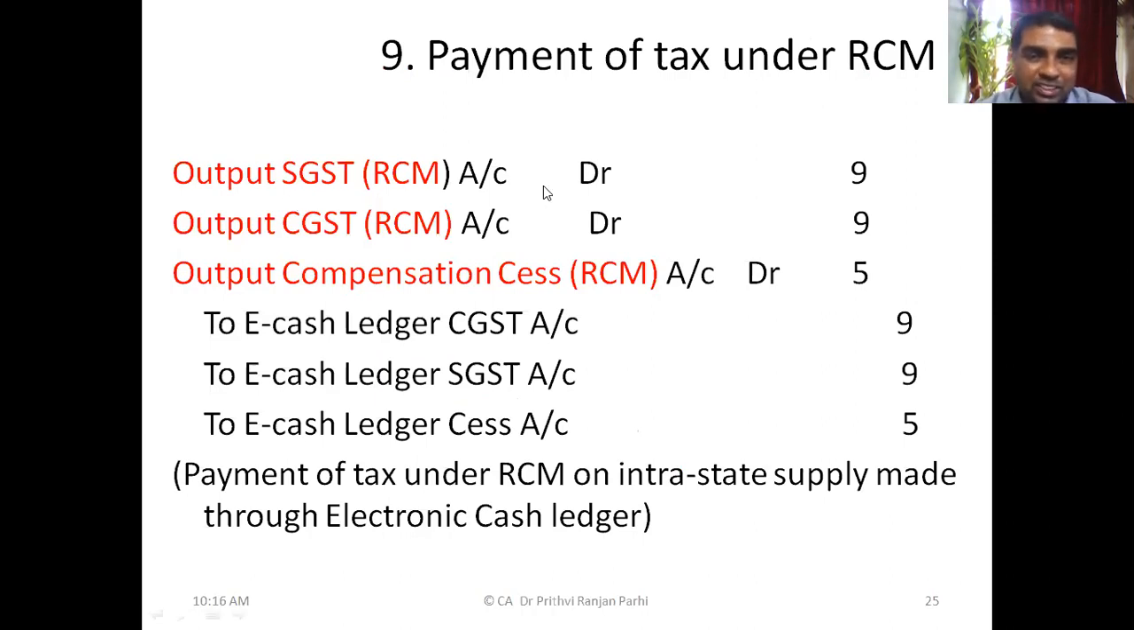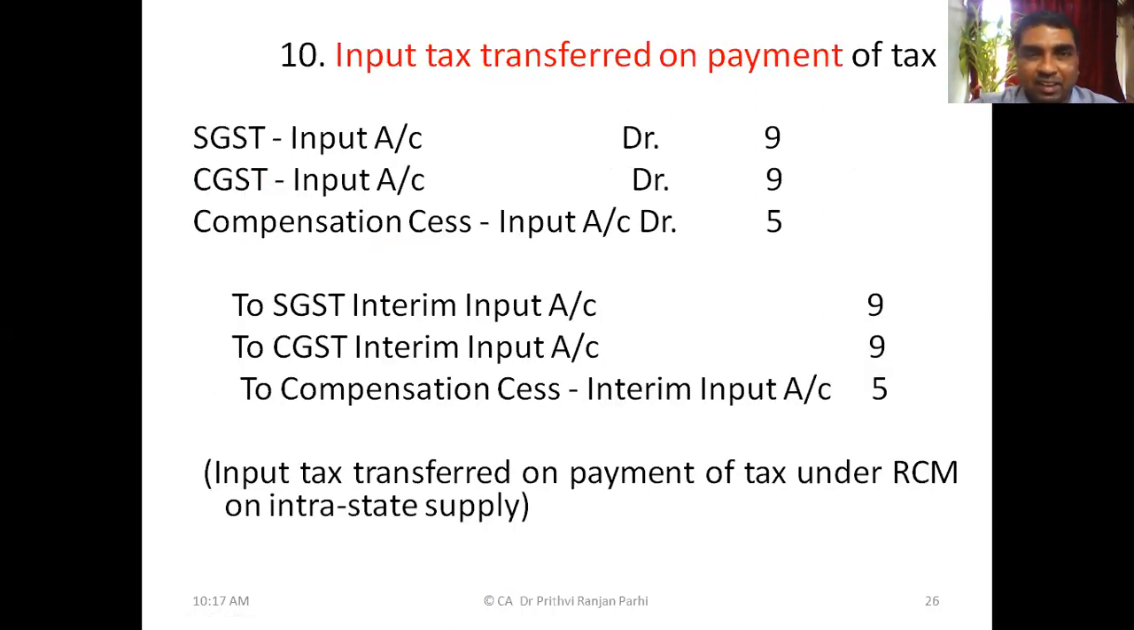So output SGST RCM account debit, output CGST RCM account debit, output compensation cess RCM account debit to electronic cash ledger CGST, electronic cash ledger SGST, electronic cash ledger cess. So this shows the payments are made. The obligation you had under reverse charge mechanism, that obligation you have now met. You have already deposited the money in the electronic ledger and settled that liability.